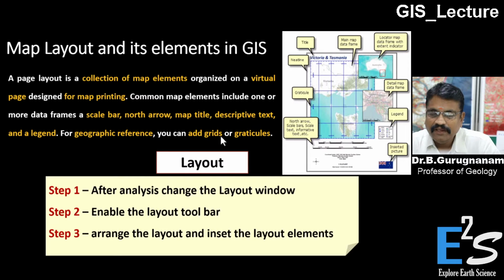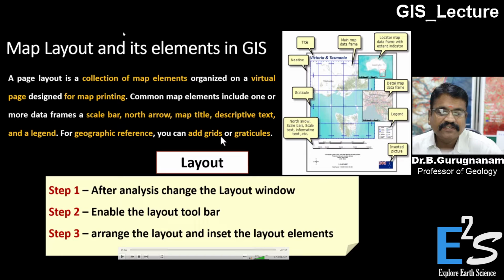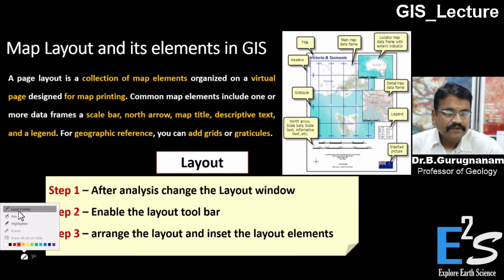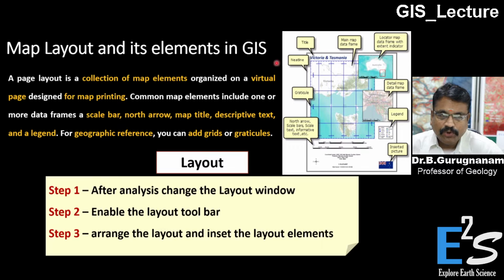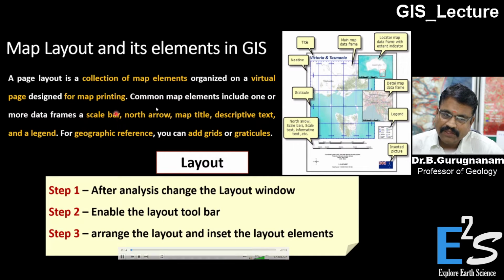There are many things in map layout. People used to speak about this in cartography, but as a map maker, a person working with GIS, we should also know about this. A map layout is nothing but a collection of map elements on a virtual page for map printing. What are the parameters?